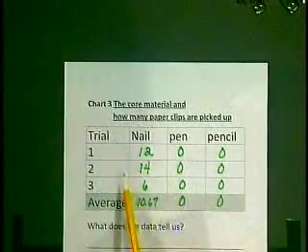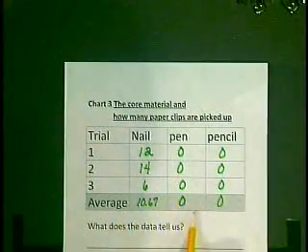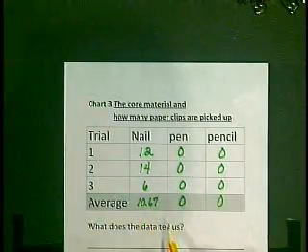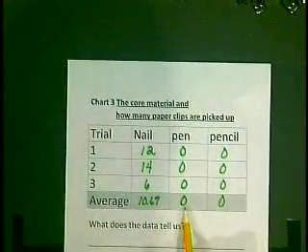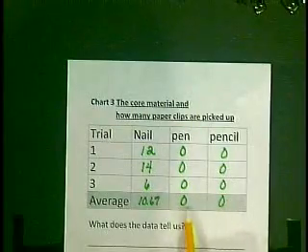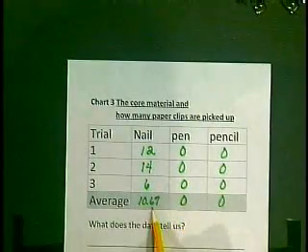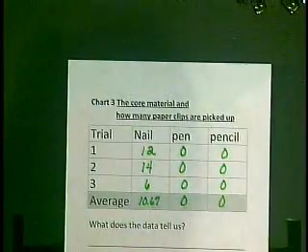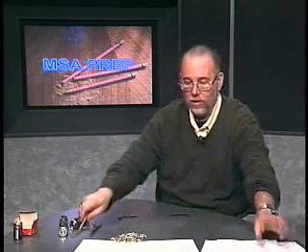As we look at our trials and the averages, the nail had an average of 10.67. The pen and the pencil both had 0. So from this data, what can we say? We could say that the material that is in the center of the core does make a difference. Let's take a look at the two questions that we started with.